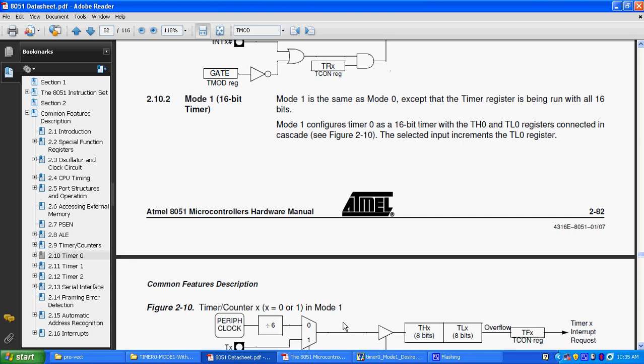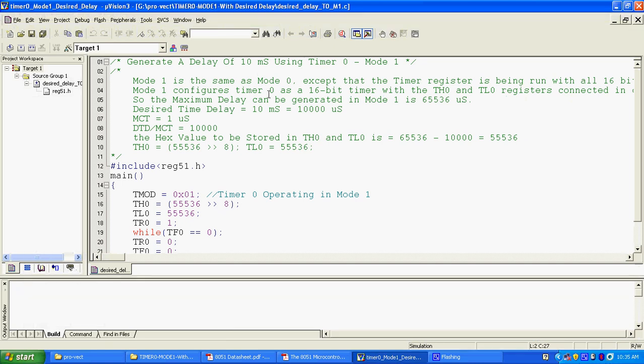Okay, now our assignment was to create a delay of 10 milliseconds, which is equivalent to 10,000 microseconds. The same process we will be following, that is 65,536 minus 10,000, which gives a value of 55,536. Let's go for it.